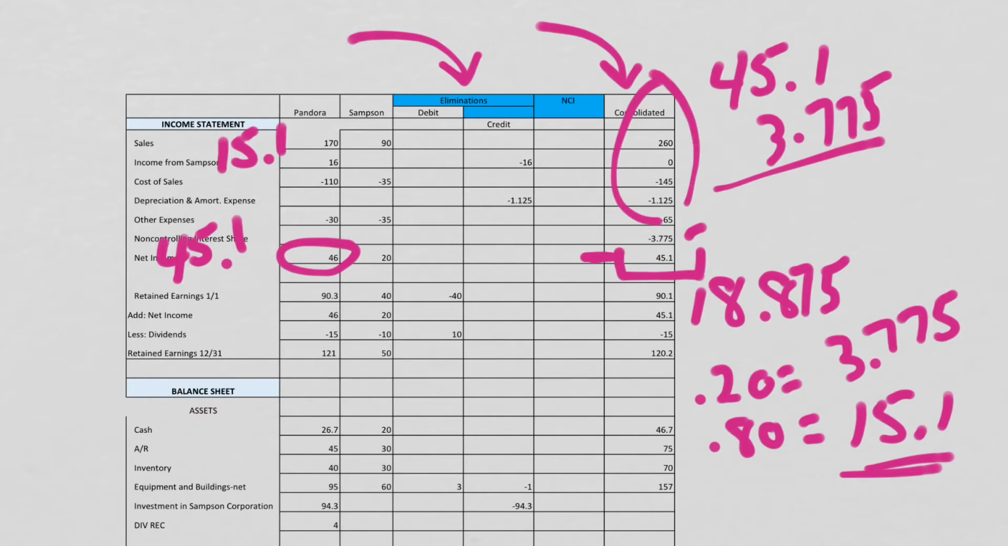Let's say 260 is the income, minus cost of sales of 145, minus 1.125, the amortization depreciation adjustment, minus other expenses of 65, that's 48.775. So that's the total consolidated income between both the parent and the subsidiary, and then it breaks down into these two portions here to get you to 48.875. So I've just reconciled all the income.